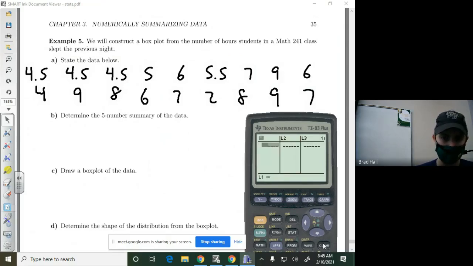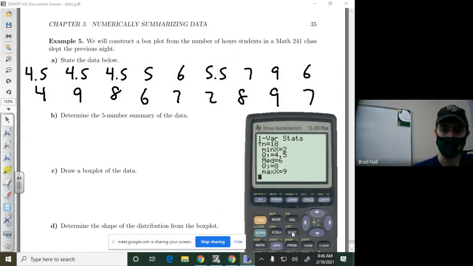So clear, enter. And someone else can type along with me to make sure that this comes out right. 4.5, 4.5, 4.5, 5, 6, 5.5, 7, 9, 6, 4, 9, 8, 6, 7, 2, 8, 9, 7. Okay, 18 data values. And provided I typed in everything correctly, the 5-number summary that I get, okay, that's a perfect spread of data.